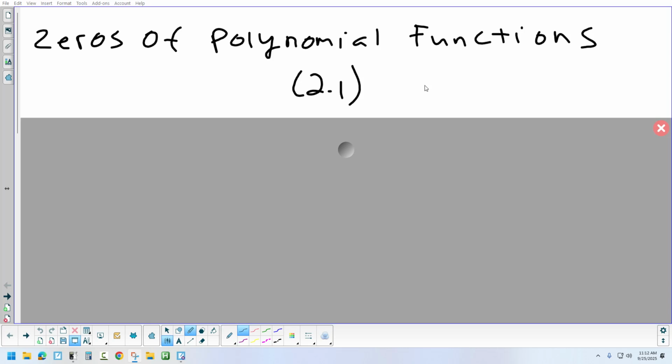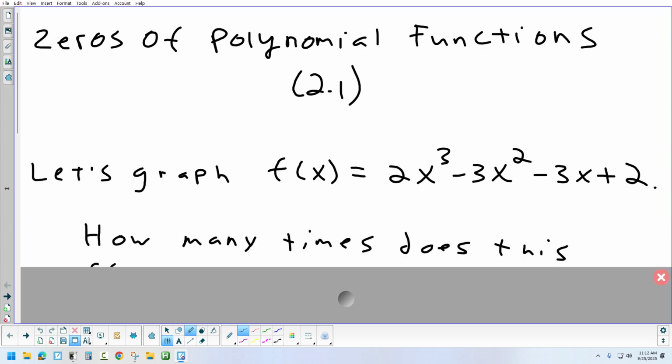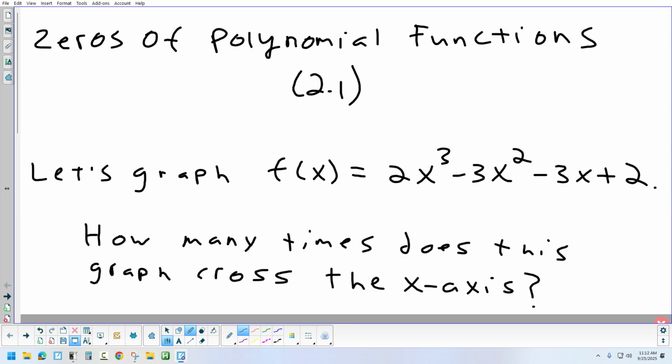All right, so we're going to take a look at section 2.1, and maybe part of something else. We'll see. So first thing I want to do is just graph that and see how many times it crosses the x-axis.